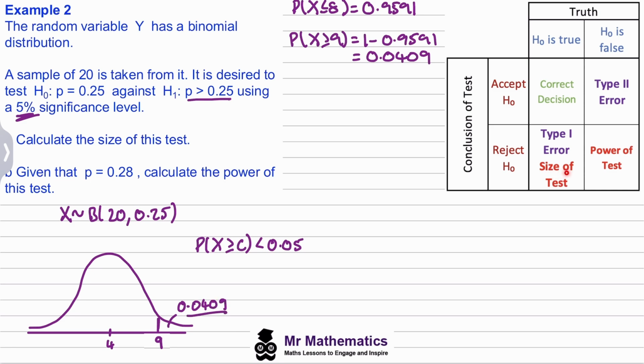Then the size of a test is when we reject H0, so we must be in this region, given that H0 is true, then this is a valid model. So you can see that the actual size of this test is the 4.09%. It's the area of this critical region. So we'll say the size is equal to 0.0409.